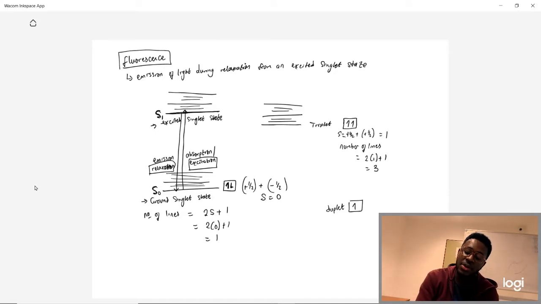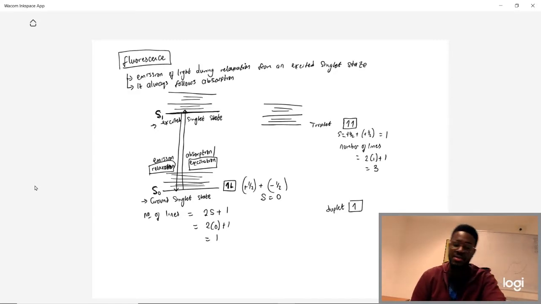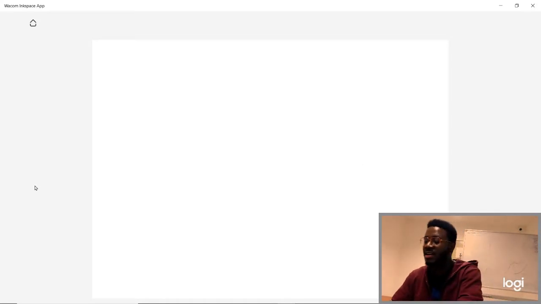So fluorescence always follows absorption. Always follows absorption. And we said it's from the excited state, right? So now let's go into details for the whole fluorescence, phosphorescence, internal conversion, Stokes shifts, all of them. Okay, let's do it.